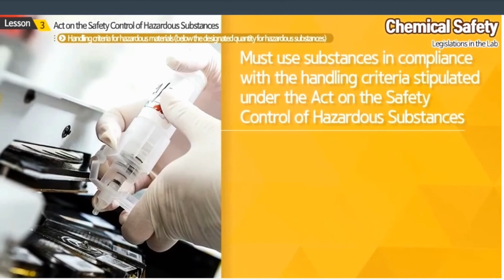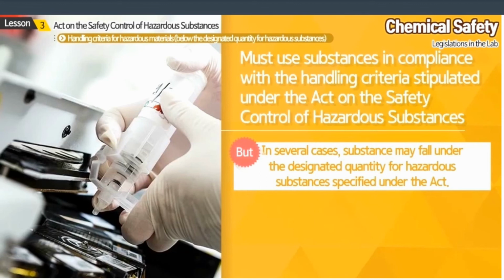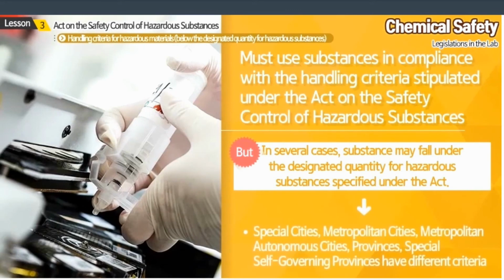In particular, hazardous substances must be handled in compliance with the handling criteria stipulated under the Act on the Safety Control of Hazardous Substances. However, laboratories by nature use these substances in small quantities. Therefore, in several cases, the use of a substance may fall under the designated quantity for hazardous substances specified under the Act. For these instances, each special city, metropolitan autonomous city, province, special self-governing province has its own technical criteria for storing and handling hazardous substances below the designated quantity.